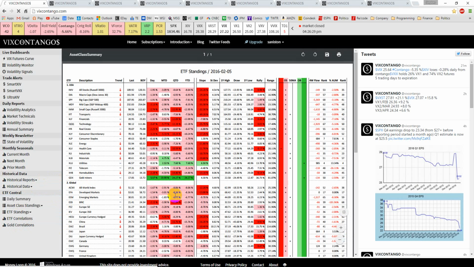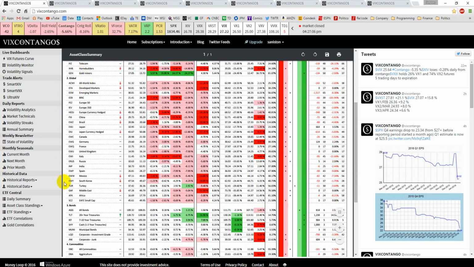Let's start with the daily summary. The daily summary report contains a set of 68 ETFs which were chosen to represent the entirety of the investment universe. So in the first section here we see USA related stock indices such as the Dow Jones and the S&P 500, and industry related indices such as transport, financials, etc.